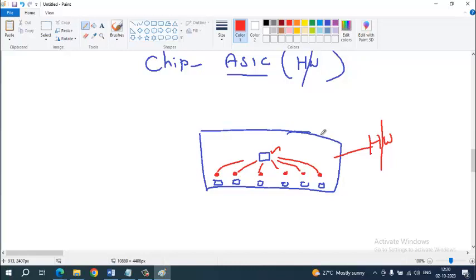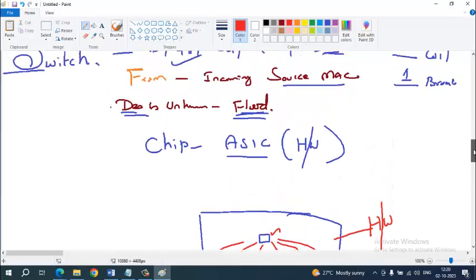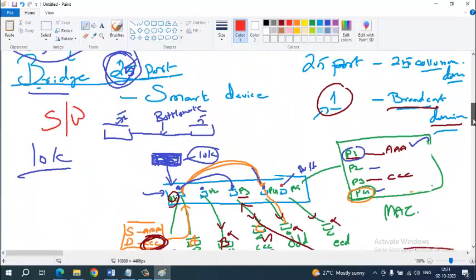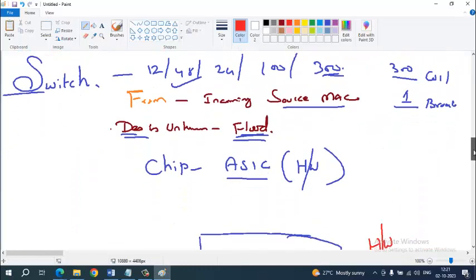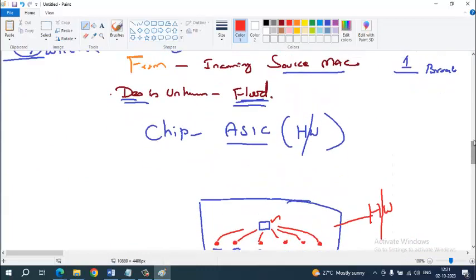Because you have more chips, more hardware, this can handle more traffic, not just one processor getting skewed. In a bridge, it is one processor getting skewed. As a result, it cannot handle too much traffic, so they have put 25 as the upper limit. Whereas here, there is no limit. If you have more chipsets, more ports, more traffic, more throughput.